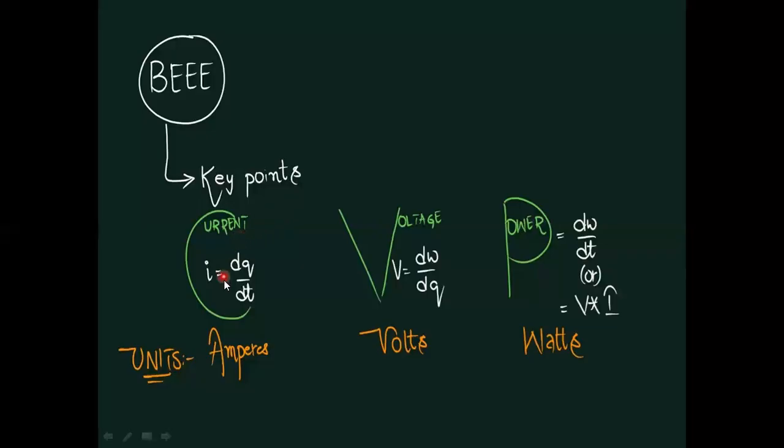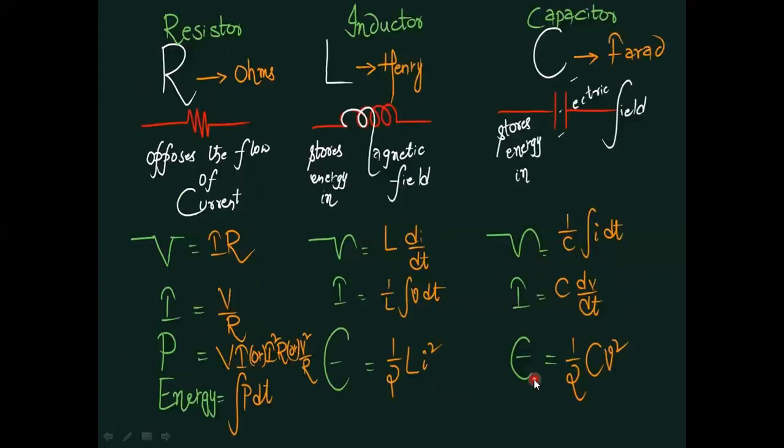These are the basic terms here: current, voltage, power. Current is nothing but rate of flow of charges, or dq by dt. Q stands for charge and the unit is amperes. Voltage is the work done in bringing a unit positive charge from one point to infinity. We may call it voltage or potential difference, and the unit is volts. Power is the rate of doing work, dw by dt, or else we can write it as the product of voltage and current, and the unit is watts.